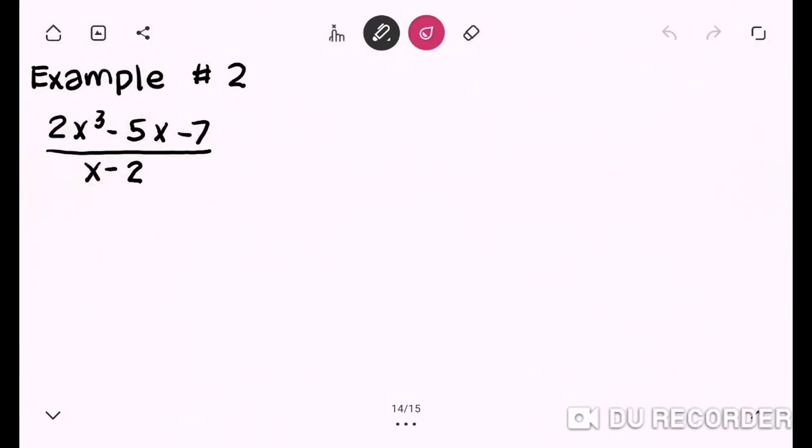So, this time, isa-isahin uli natin yung ating step na ginawa para isolve yung example number 1. So, unang step is to set up our divisor x minus 2 equals 0. Applying addition property of equality, so we will have x equals 2. So, meron na tayo ngayong divisor. So, ang susunod na step was to list down all the numerical coefficient of the dividend. But before that, take a look first sa ating dividend.